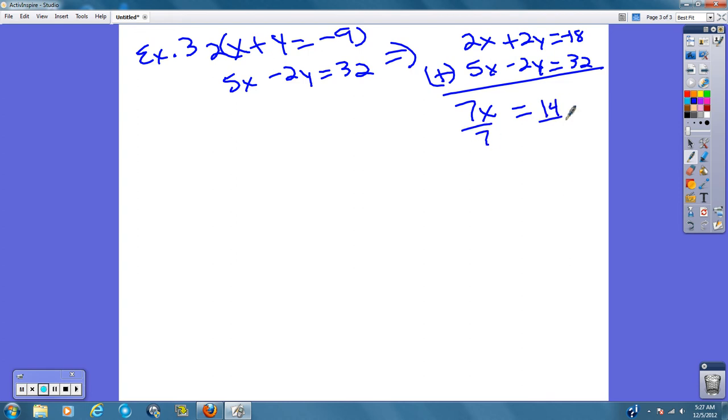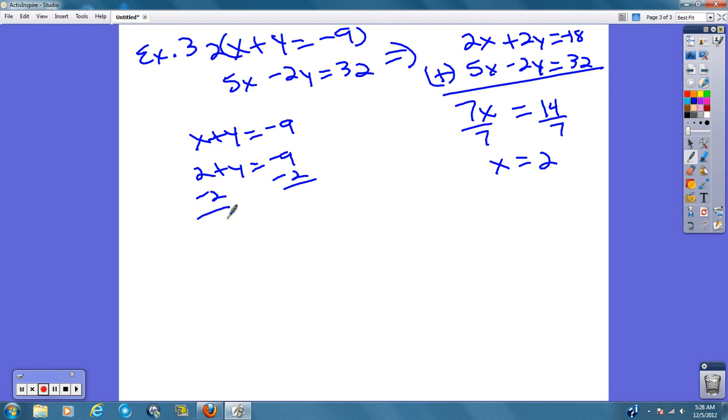Divide both sides by 7, and so x is 2. And then once I have that, I'm going to go back to my original equation before I changed it. And so I'm going to use x plus y equals negative 9. That's going to give me 2 plus y equals negative 9. Subtract 2 from both sides, and so y is negative 11, so it's 2, negative 11.